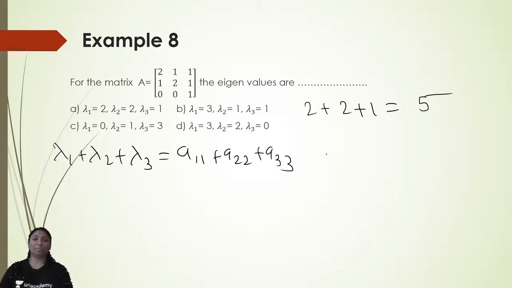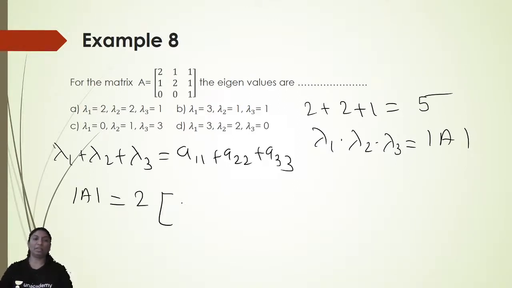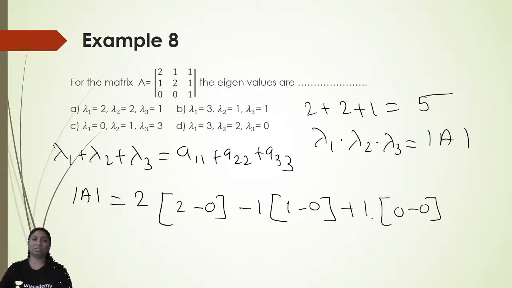And we also know the property that the multiplication of the eigenvalues, lambda 1 into lambda 2 into lambda 3, is equal to the determinant of A. So first of all, calculate the determinant of A. You will get determinant of A as 2 minus 0, minus 1 into (1 minus 0), plus 1 into (0 minus 0). So 4 minus 1 plus 0, so here it is 3. Determinant of A is equal to 3.